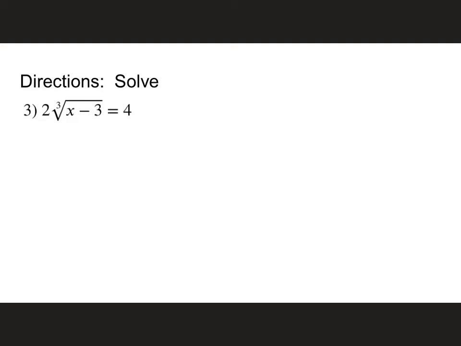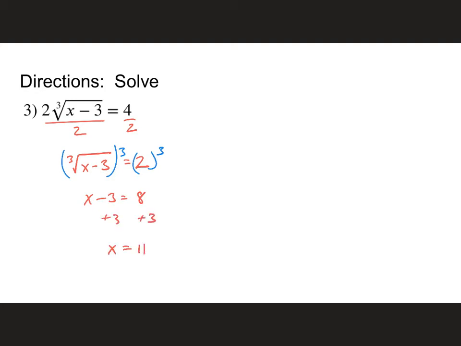Finally, number 3, 2 times the third root of x minus 3 equals 4. I'm going to isolate the radical. To isolate the radical, divide both sides by 2. That'll leave me the third root of x minus 3. 4 divided by 2 is 2. I'll now raise both sides to the third power, and I'll get x minus 3 equals 2 to the third is 8. Finally, I'll add 3, come up with my answer of x equals 11.